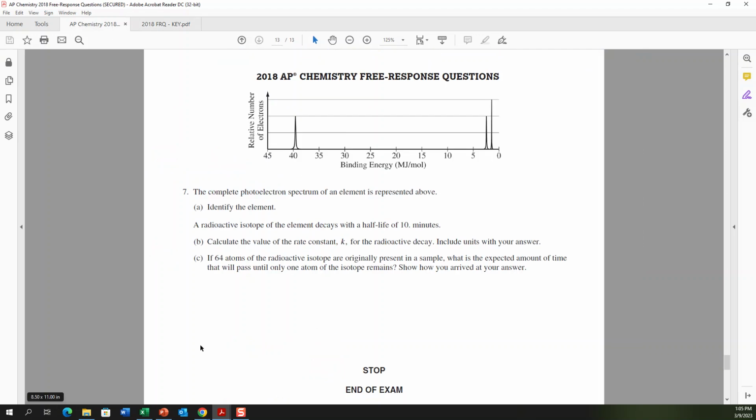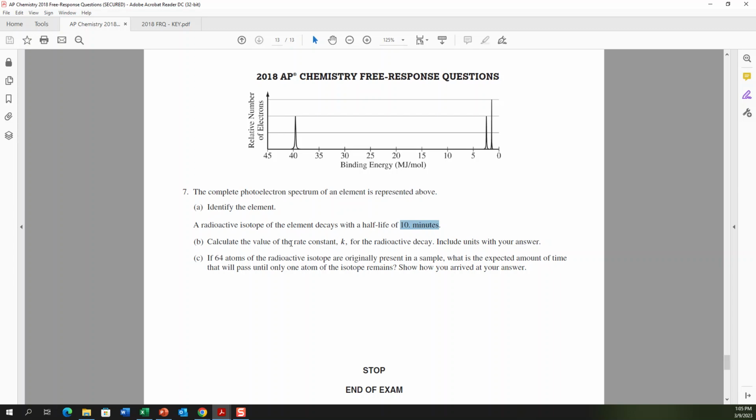All right. It says a radioactive isotope of the element decays with a half-life of 10 minutes. So remember, half-life or radioactive decay is always first-order kinetics. So that means the half-life stays constant. And remember, for first-order kinetics, there's an equation on your formula sheet that you can use to calculate half-life if you know the rate constant, or if you know the half-life, like we have here, you could calculate the rate constant.